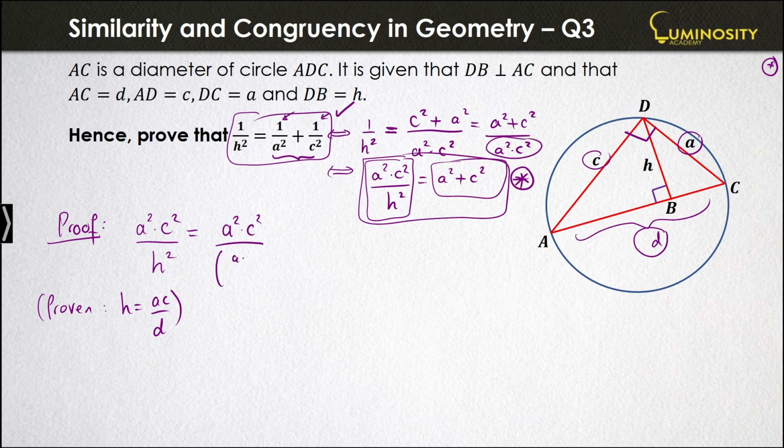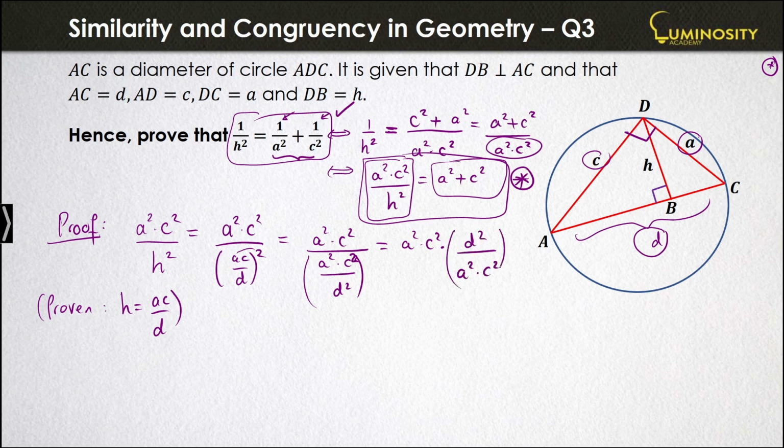So I'm going to substitute ac over d, and remember we're squaring it. So I have a squared times c squared all over, and if I square that out, it's a squared times c squared over d squared. When you divide by a fraction, you multiply by the reciprocal. So it's a squared c squared times d squared over a squared c squared. The a squareds will divide, the c squareds will divide, and you're left with d squared. But d squared in this larger triangle, by Pythagoras, is a squared plus c squared. So we've successfully proven the identity.